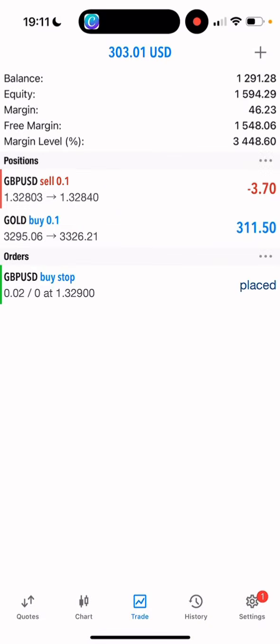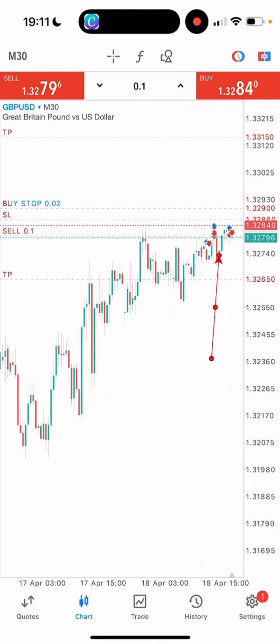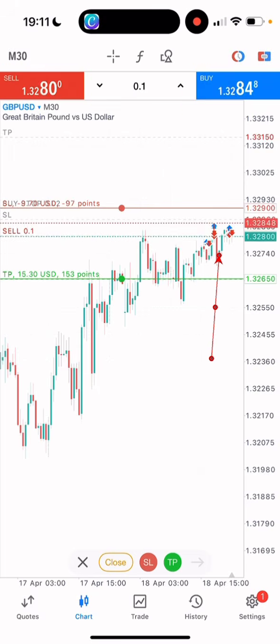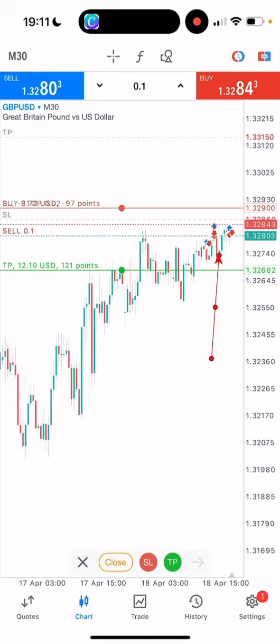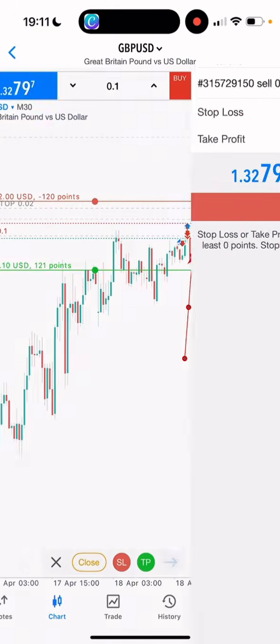And modify. Another way to do it is by coming to the trade here, tap on the active trade. This is the active trade. Move your TP however you want. Tap on the blue line, the blue arrow, then modify. You can also do the same with your SL. Move your SL however you want. Tap on the blue, modify.